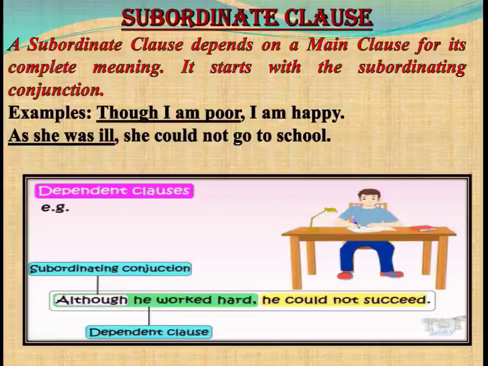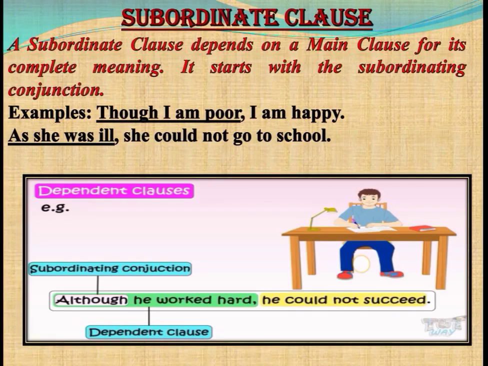Next is subordinate clause. Subordinate clause is also known as dependent clause. Here also from the name we can understand that it will have to depend on the main clause to get its meaning. So, subordinate clause will start with subordinate conjunctions. Okay, subordinating and coordinating conjunctions we have learned. Subordinate clause starts with subordinating conjunctions like that, because, though. These are subordinating conjunctions. Okay.